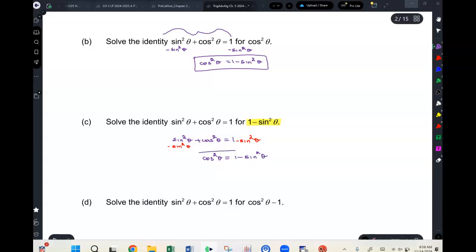Again, right now, this seems like it's so pointless, what we're doing. But later on, we're going to be in the middle of a problem, and it's going to call for a substitution that's going to want you to do this. Okay?